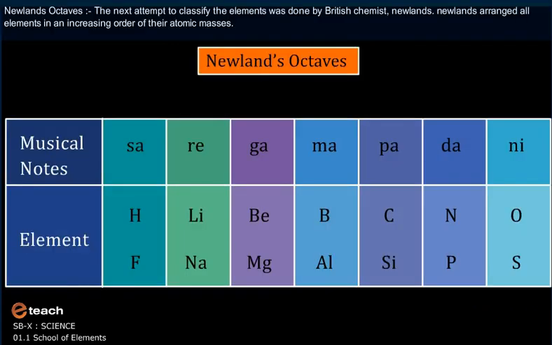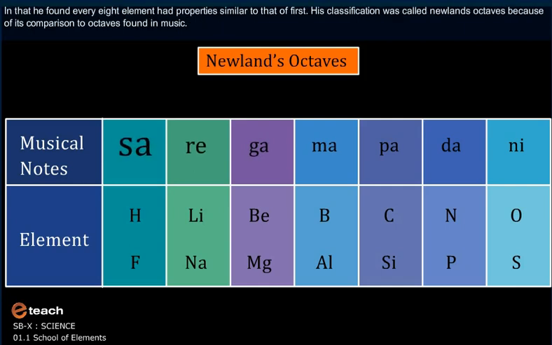Newlands' octaves. The next attempt to classify the elements was made by the British chemist Newlands. Newlands arranged all elements in increasing order of their atomic masses. In that, he found every 8th element had properties similar to that of the first. His classification was called Newlands' octaves because of its comparison to octaves found in music.